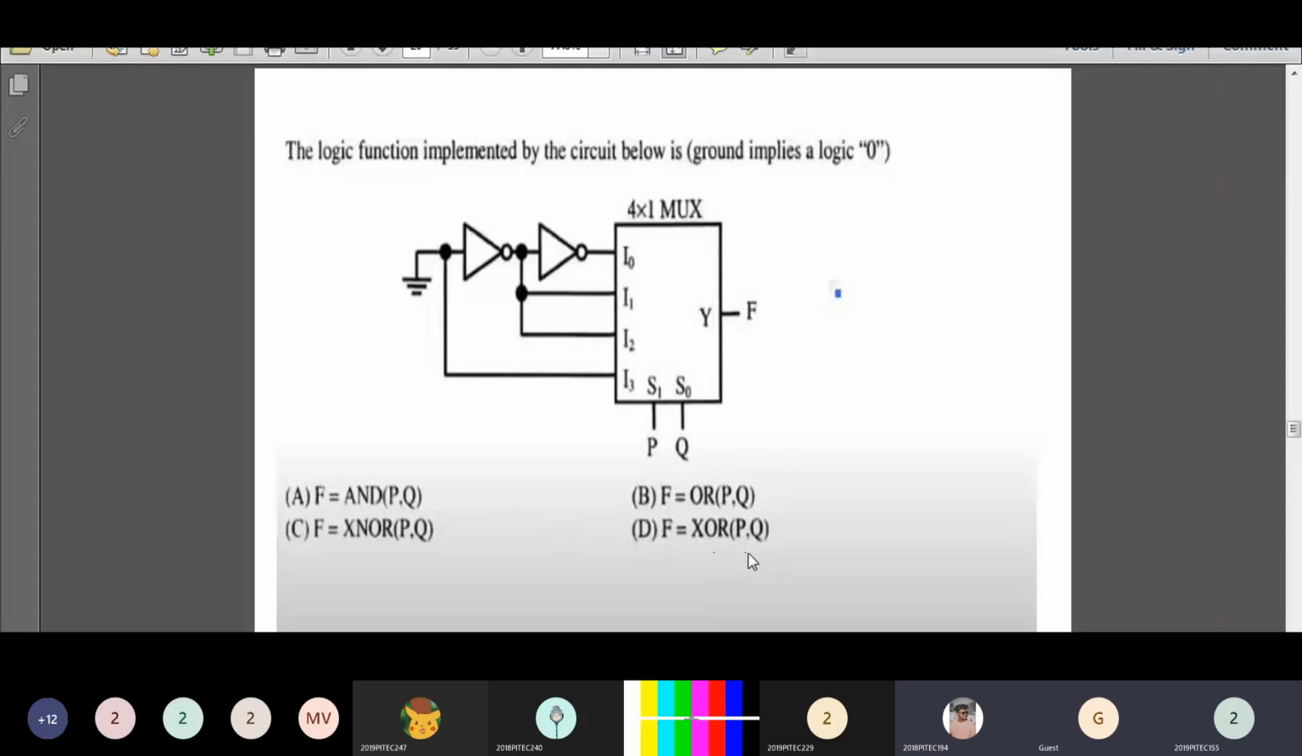So your option is D. F is equal to XOR of P comma Q. This will be your answer. Now let's move on to the next one.